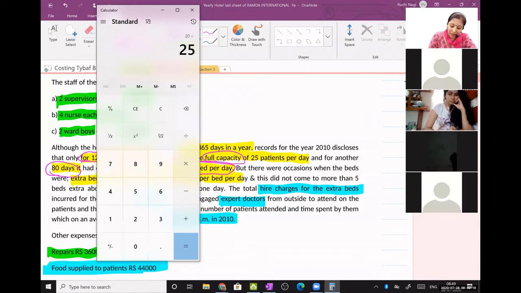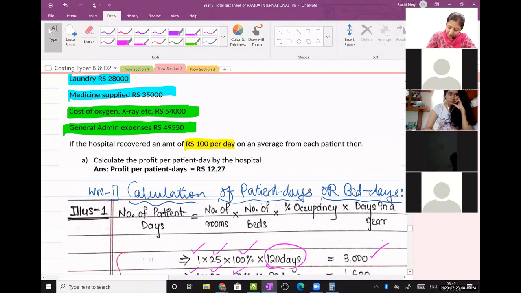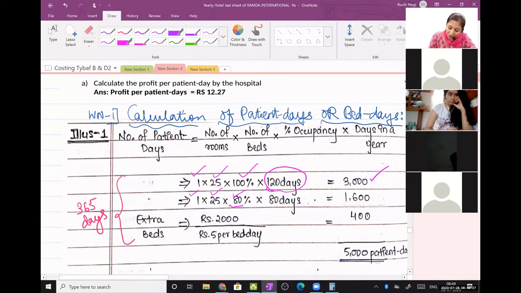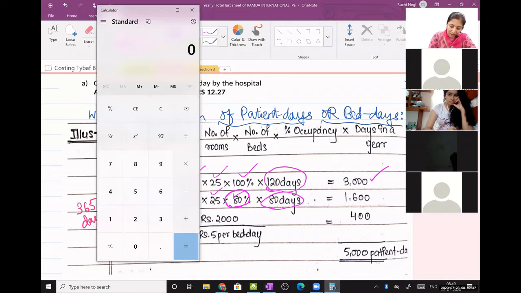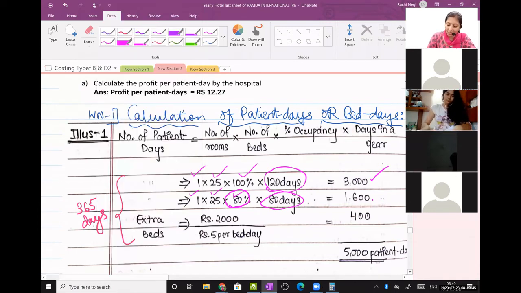20 divided by 25 into 100 is how much? 80%. So that's what I have done here. See, percentage occupancy, how much I have taken? 80. Clear? And it is for 80 days. So 1 into 25 into 80% into 80 days. So my answer is 1600.